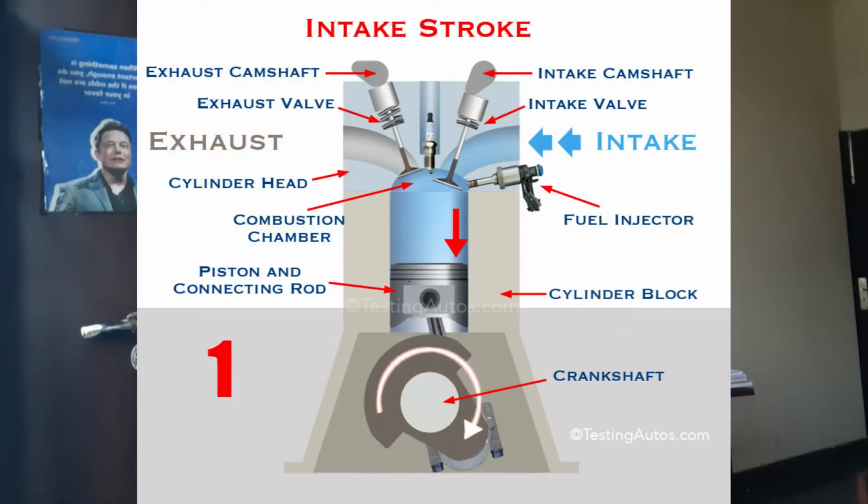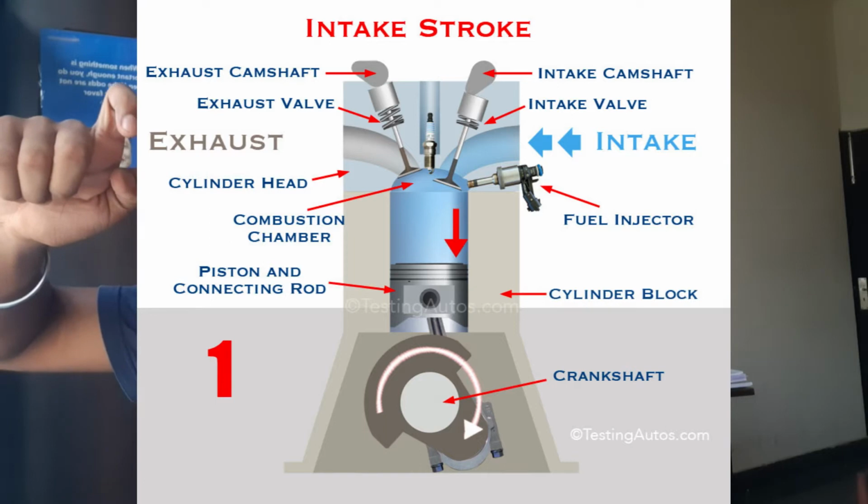When the piston goes down, the intake valve opens and gives access, and as the piston goes down it creates a vacuum. When it creates a vacuum, the mixture of fuel and air gets drawn into the cylinder, and the piston goes to the bottom of the cylinder. So this is the first stroke, the intake stroke, which gives the fuel access to be drawn into the cylinder. Now coming to the second stroke, which is the compression stroke.